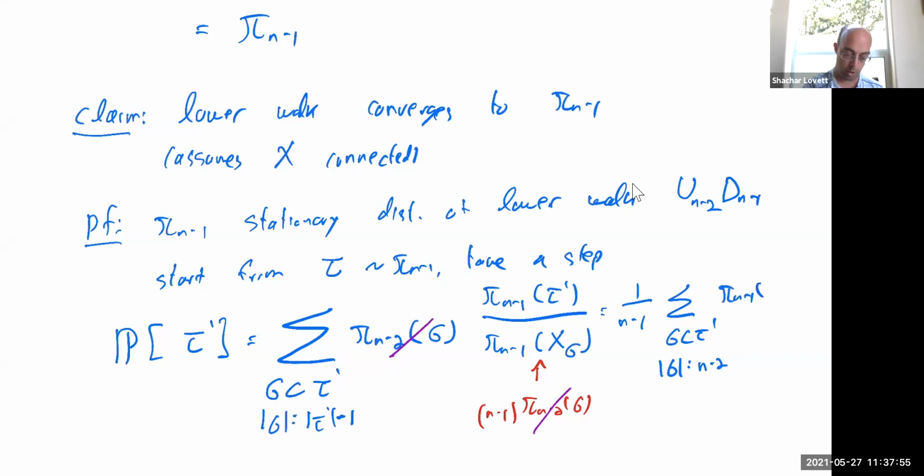By n minus 1 tau prime, and we have exactly n minus 1 ways of doing it. So this exactly gives us pi n minus 1 tau prime. So we get that the probability we reach tau prime is exactly pi n minus 1.